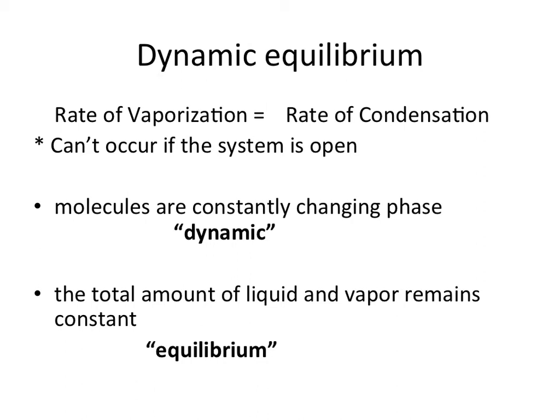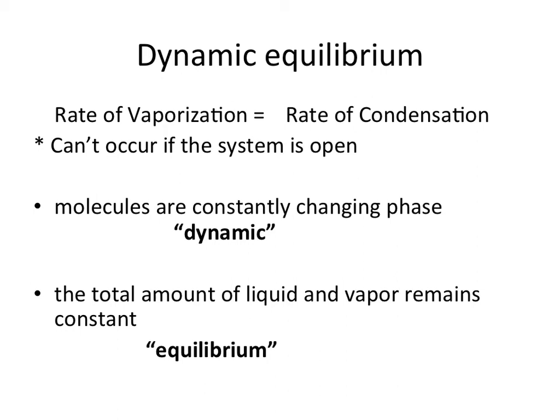So basically, you're not going to have that buildup of the vapor in the container if it's escaping into the atmosphere. Okay, so the fact that these molecules are constantly changing phase is where we get the dynamic portion of dynamic equilibrium. And the fact that the total amount of liquid and vapor in that container remain the same is what causes us to call it an equilibrium.